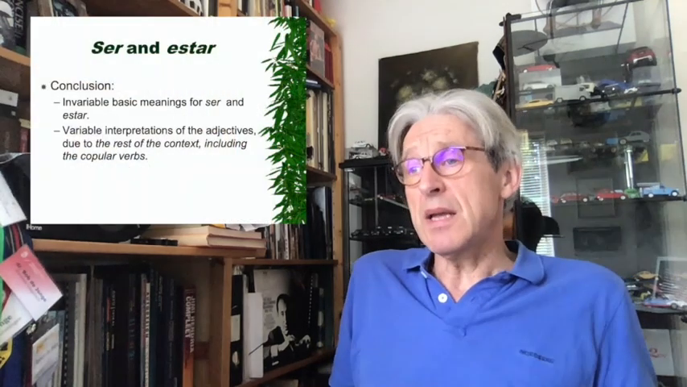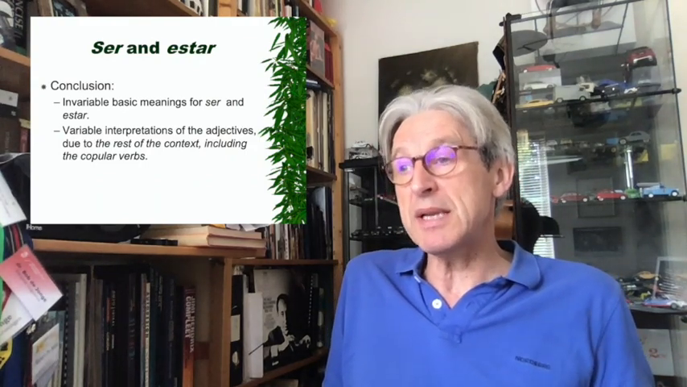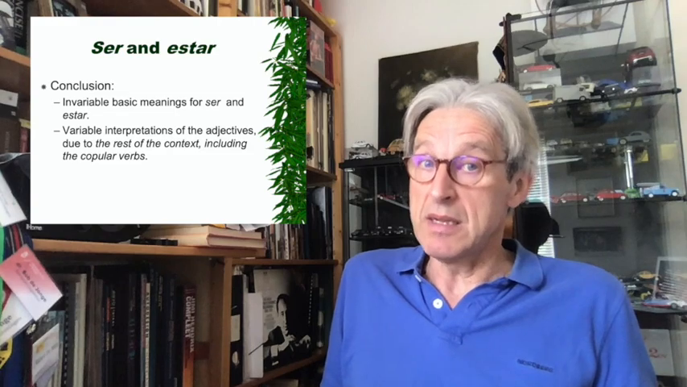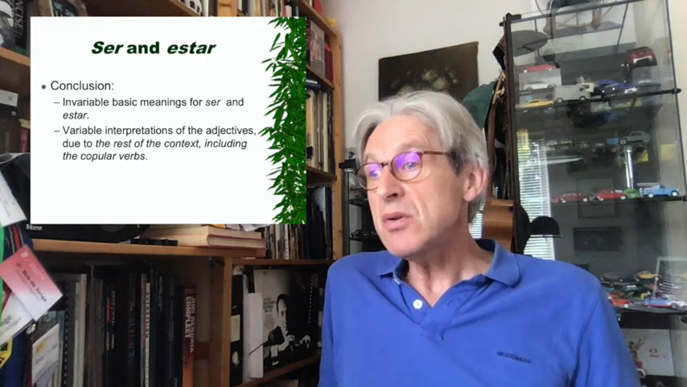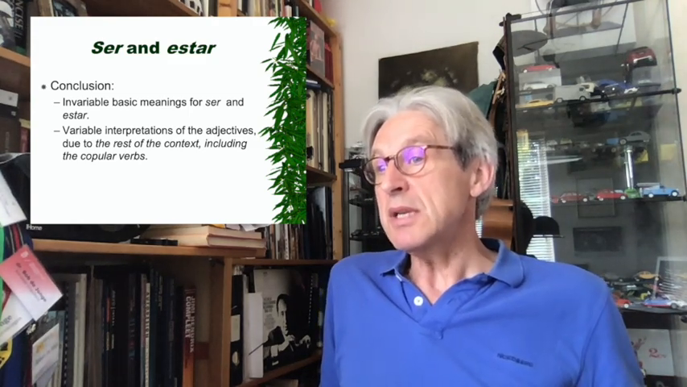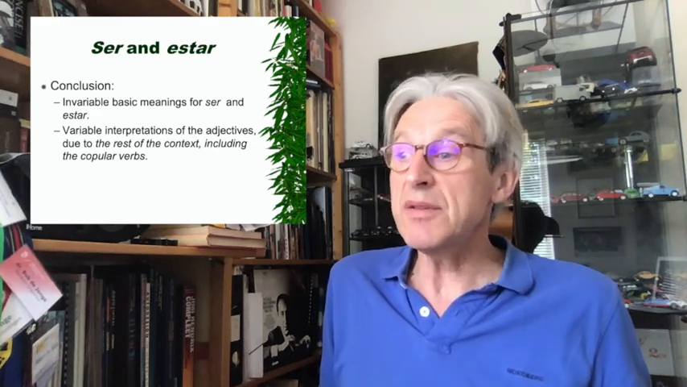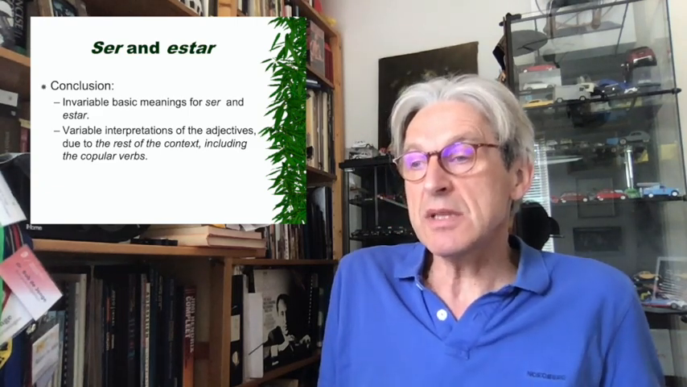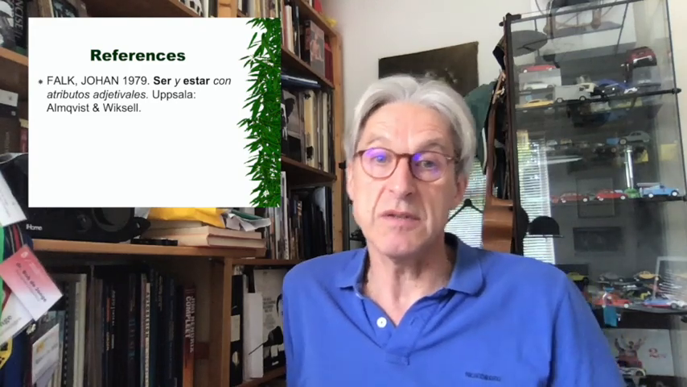So in conclusion, in my opinion, I have presented two invariable basic meanings for ser and estar, and if you study some more cases, they can account for all of its distribution, not only with adjectives, but what they do cause is variable interpretations of the adjectives, and these variable interpretations are the result of the rest of the context, including the copular verbs. And to close this down, I give you the reference of Johan Falk in case you want to know more about his work on the adjectives of beauty and corpulence.